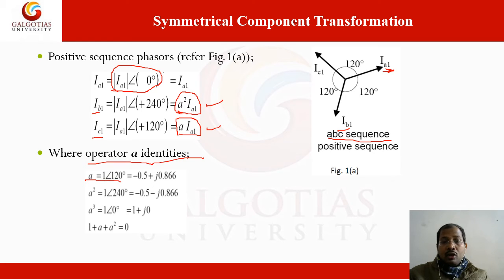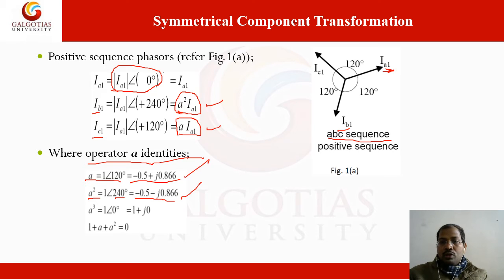You know that it is cos 120 plus j sin 120 degree, so we are getting minus 0.5 plus j 0.866. So this is the A operator. When we take the square, the magnitude squared will be 1 and the angle will be 120 plus 120, so it becomes 240, that is twice. So A squared, when we put it in, we get minus 0.5 minus j 0.866. So this is A and this one is A squared.